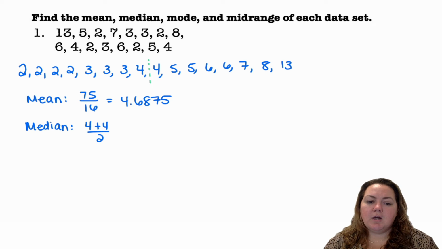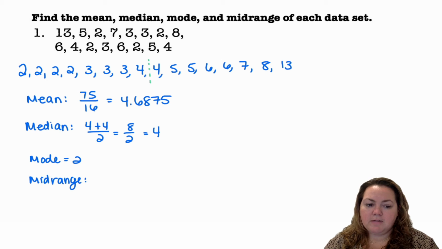The median, I had both 4 and 4 in the middle, so I'm going to add them, divide by 2, which gives me 4. The mode is the number that occurs the most. Well, 2 occurred 4 times. Nothing else occurred more than 4 times. And the mid-range, I'm going to take my largest number and my smallest number and add them together, then divide by 2, which gives me 7.5.